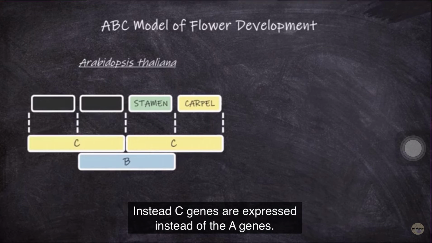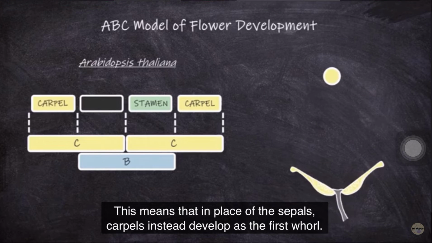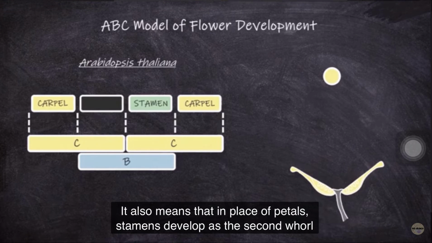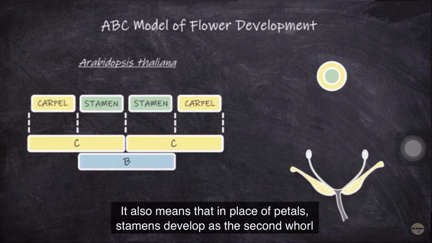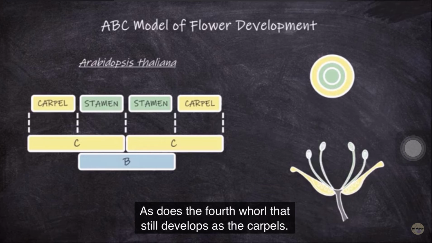Instead, C genes are expressed in place of the A genes. This means that in place of the sepals, carpels develop as the first whorl. It also means that in place of petals, stamens develop as the second whorl. The third whorl stays unchanged and still develops as stamens, as does the fourth whorl that still develops as the carpels.